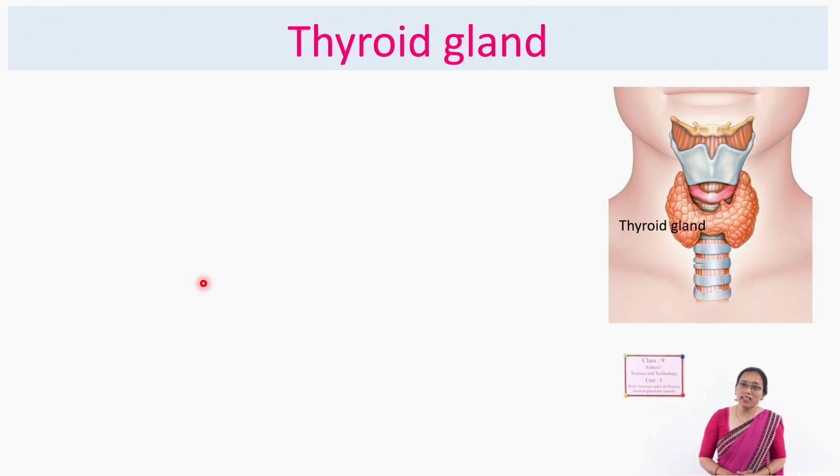Where is it located? We have just seen in the picture. Where? Yes, in the neck region. See here, we have the food pipe and windpipe in this region. On the two sides of this, just like a butterfly, it is present here. This butterfly shaped gland is called the thyroid gland.